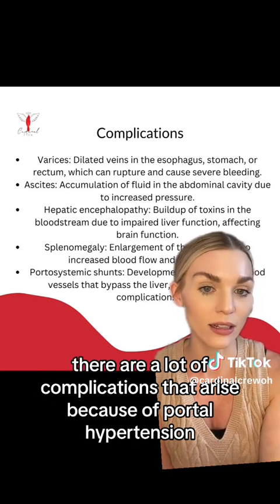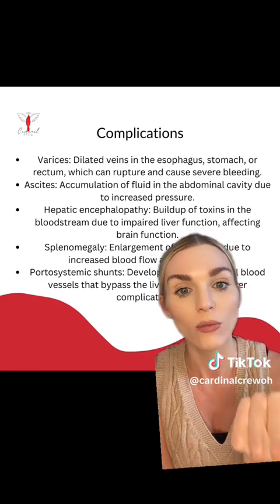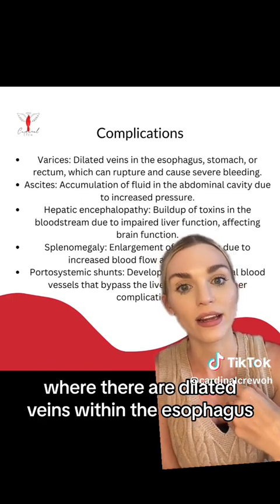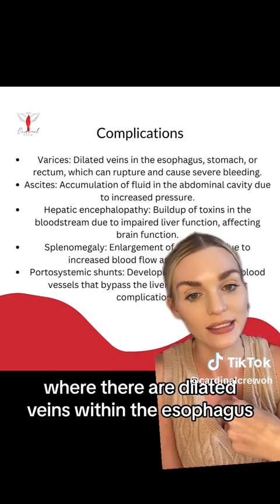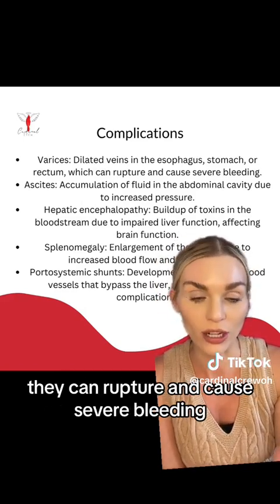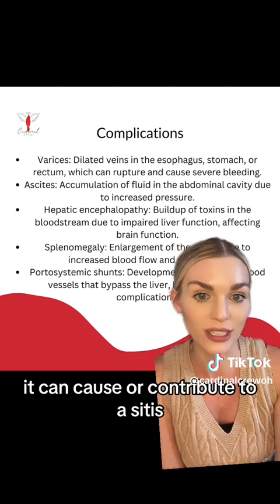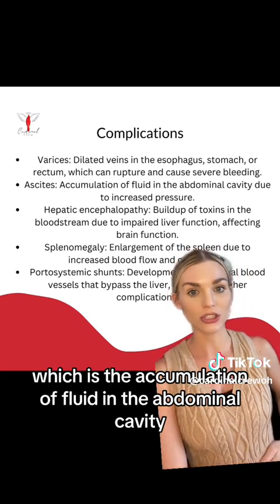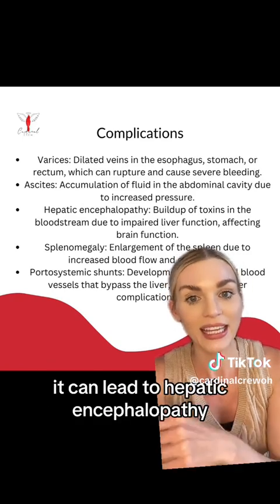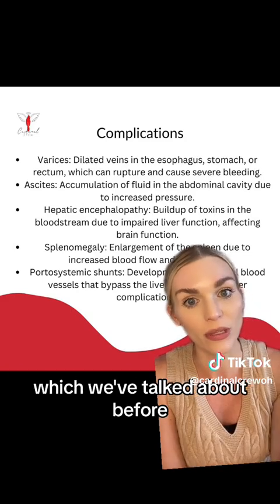There are a lot of complications that arise because of portal hypertension. One of the things that can happen is something called esophageal varices, where there are dilated veins within the esophagus, occasionally the stomach, sometimes the rectum. They can rupture and cause severe bleeding. It can cause or contribute to ascites, which is the accumulation of fluid in the abdominal cavity because of the increased pressure. It can lead to hepatic encephalopathy, which we've talked about before.